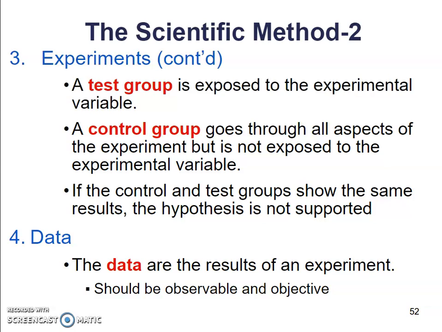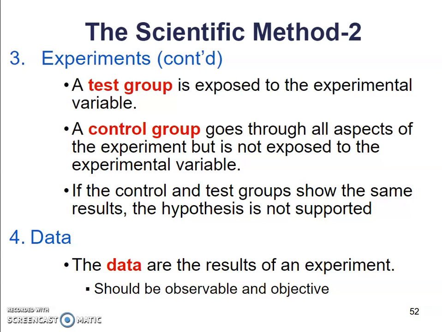I would then collect data about whether the plant grew, how much it grew, or if it died. If the control and the test group show the same results, the hypothesis is not supported. So if my plant continued to grow at a normal rate, then I would reject my hypothesis.